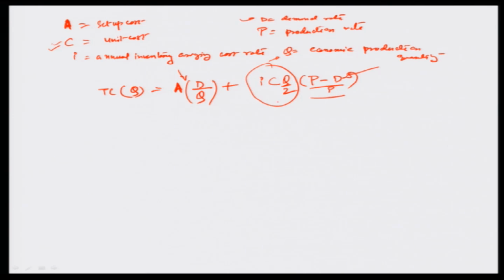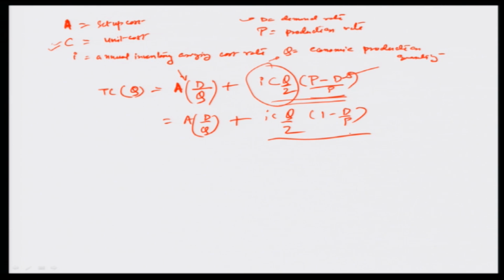I am really not getting into the mathematical derivation of this particular cost equation. It comes directly from the economic order quantity estimation model of MRP. But here the idea is that the total cost can now be related to the setup side, where AD by Q is the setup cost, and the inventory carrying cost side, which is defined as IC Q by 2 times (1 minus D by P).